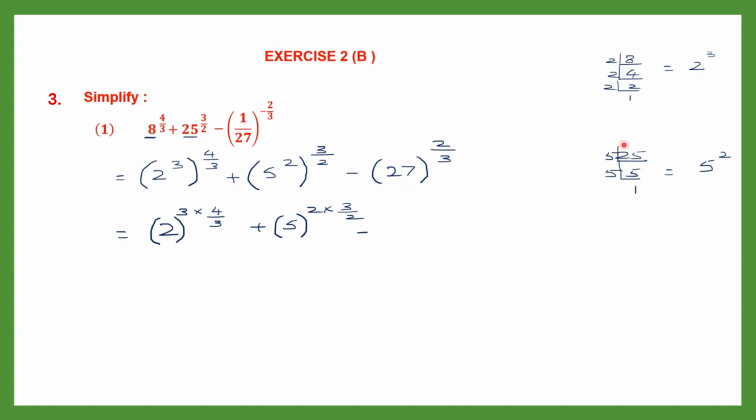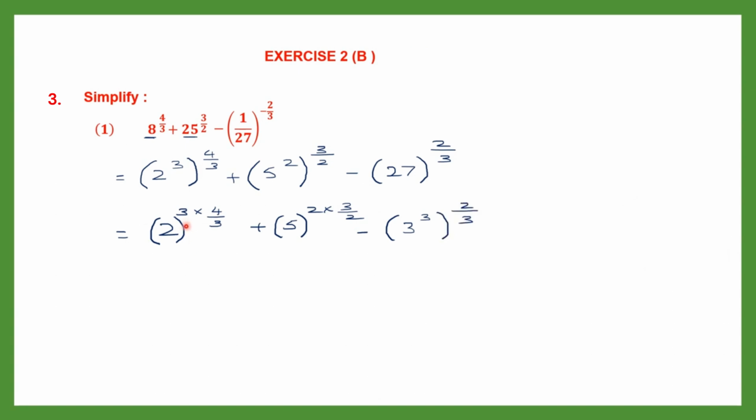Now let's find the prime factors of 27 just like this. So this will be 27 divided by 3. 3 9s are 27. Then we have 3 3s are 9. Then 3 1s are 3. So 27 is 3 raised to the power of 3. So here instead of 27 we can say 3 raised to the power of 3 and the whole thing is now raised to the power of 2 by 3.